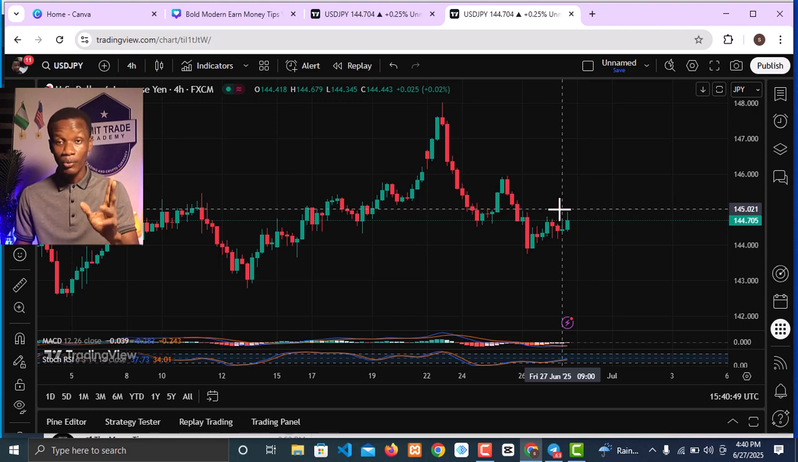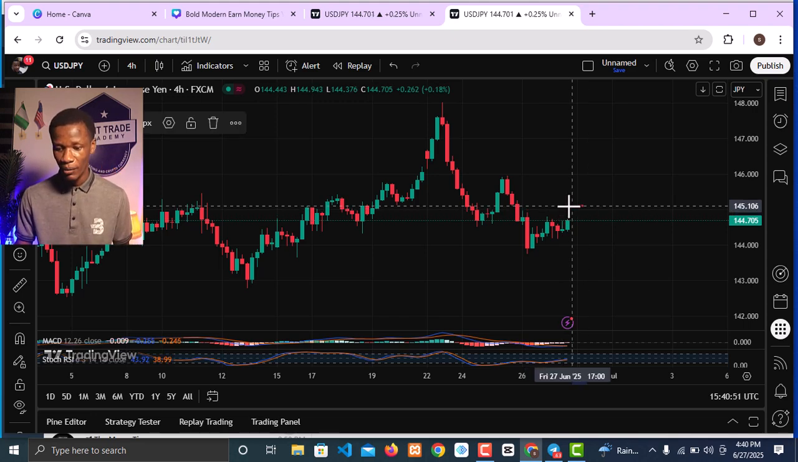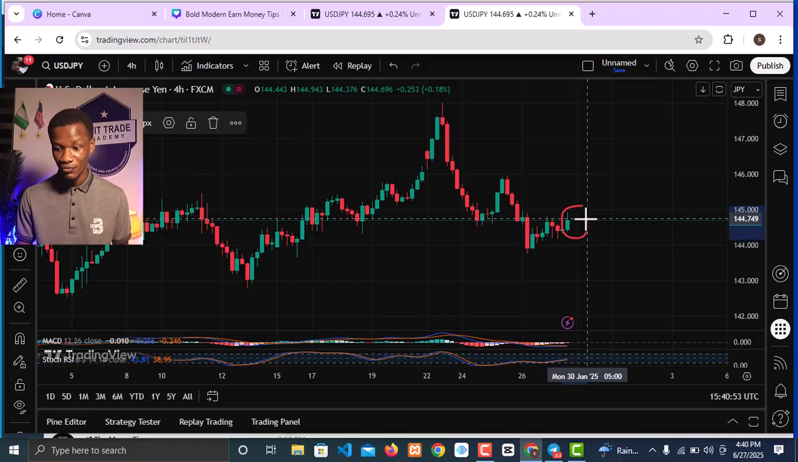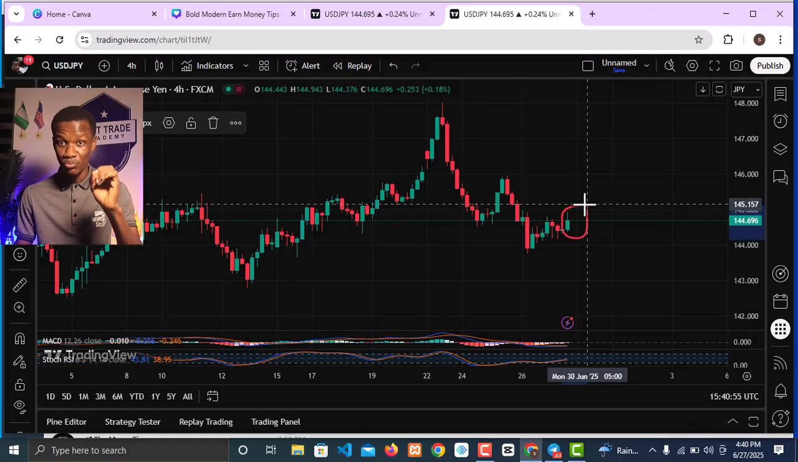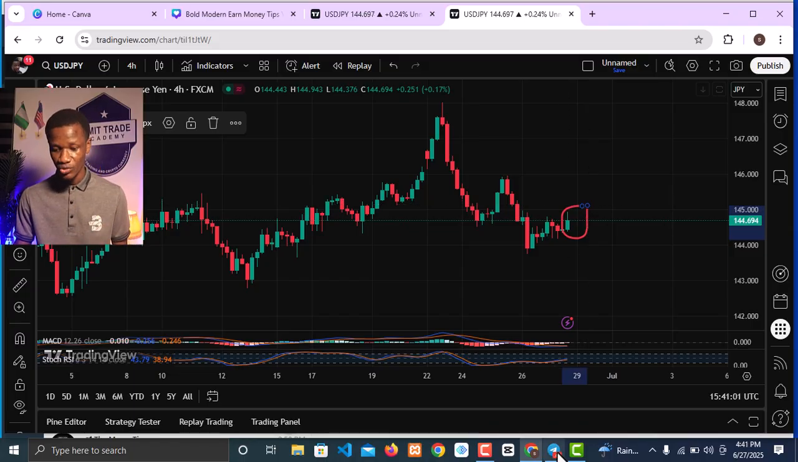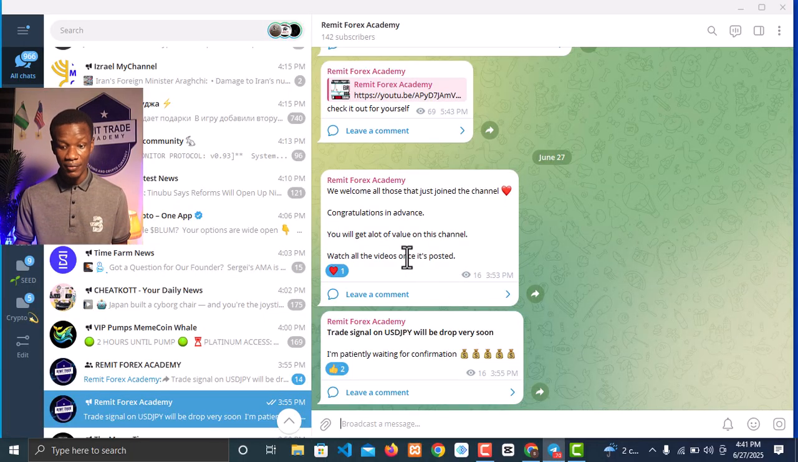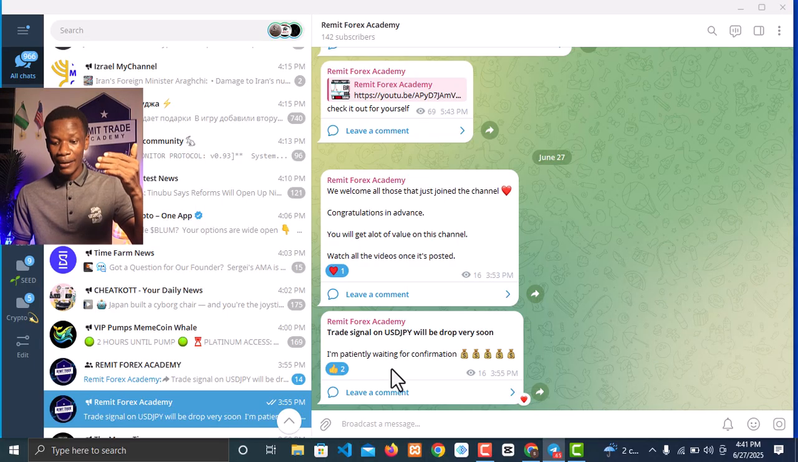In this video, I'm going to show you the reason why we're about to take a trade after the close of this very candle. That is, if it closed bullish and I receive that very signal, I'm going to give that very entry in this Telegram channel right here. You see, trade signal on USDJPY will be dropped very soon. I am patiently waiting for the confirmation.